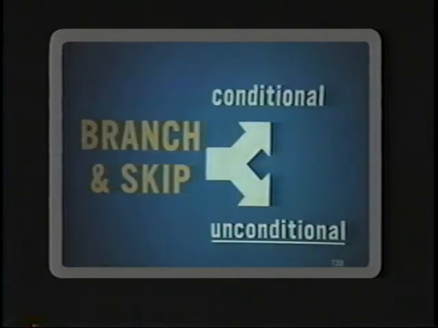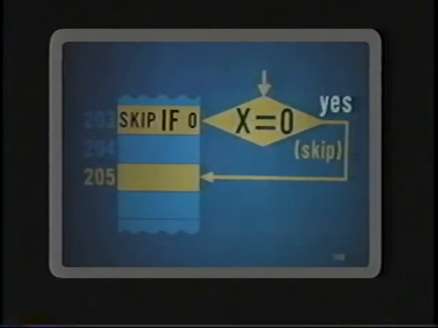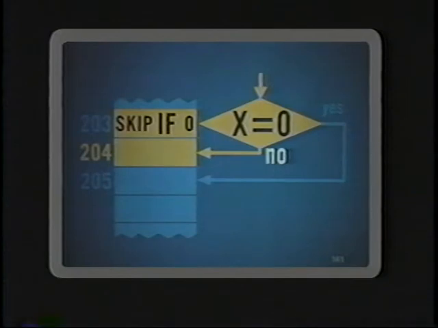Branch and skip instructions can be further broken down into conditional and unconditional. Conditional branch or skip instructions divert the computer from the normal program sequence only if a prescribed condition has been met. In this example, the computer will skip the next instruction if x equals 0. If the condition is not met, in other words, if x is not equal to 0, then the computer simply proceeds with the next instruction in the sequence.